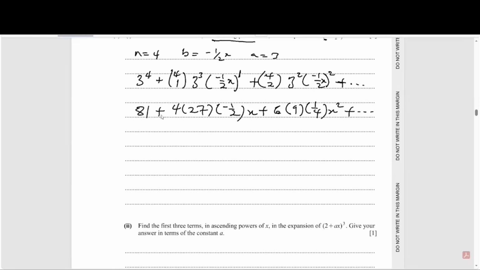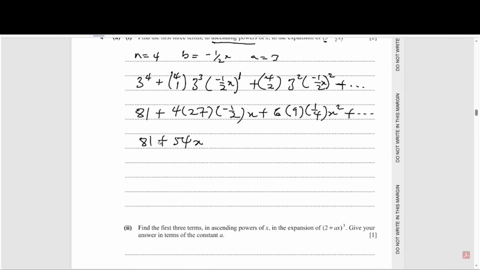So finally, the first three terms of this binomial expansion are 81 plus 2 times 27, which is 54. But because of the negative here, it has to affect this, giving us negative 54x instead of a positive one. So I'm going to write negative down here. Then finally we have 54 over 2, that is 27 over 2 x squared. And that is the first three terms of this binomial expansion.